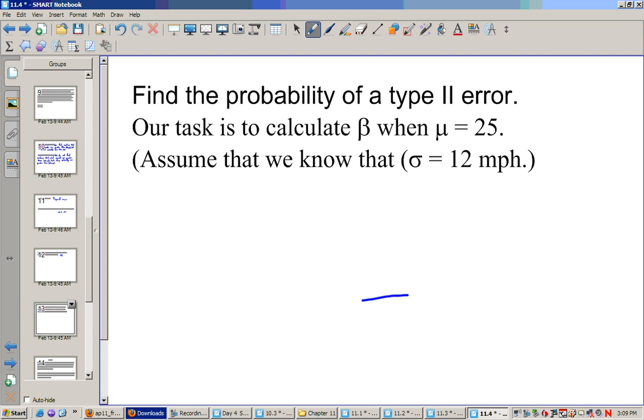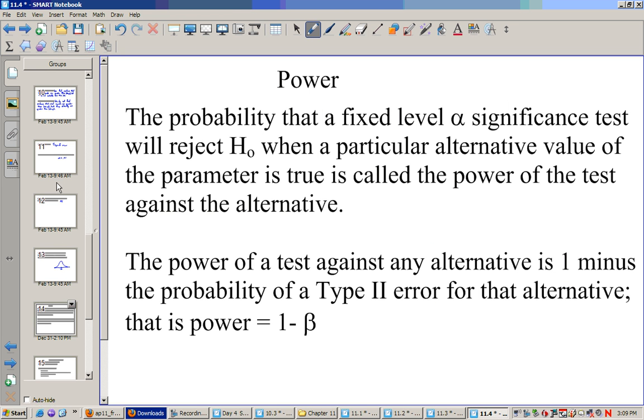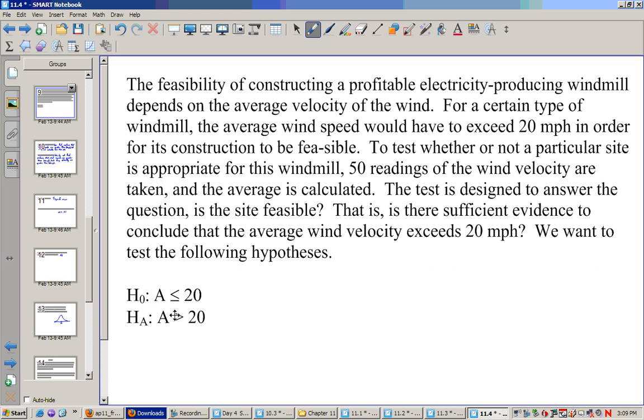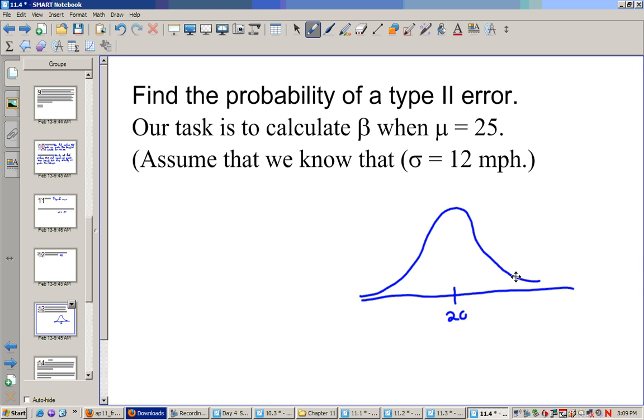So let's start with our first normal curve of 20. If it's 20, our alternative hypothesis was that it's greater than 20. So we're just going to check out here. We want evidence that it is greater than 20, so it has to be that far out. Now let's find that value.